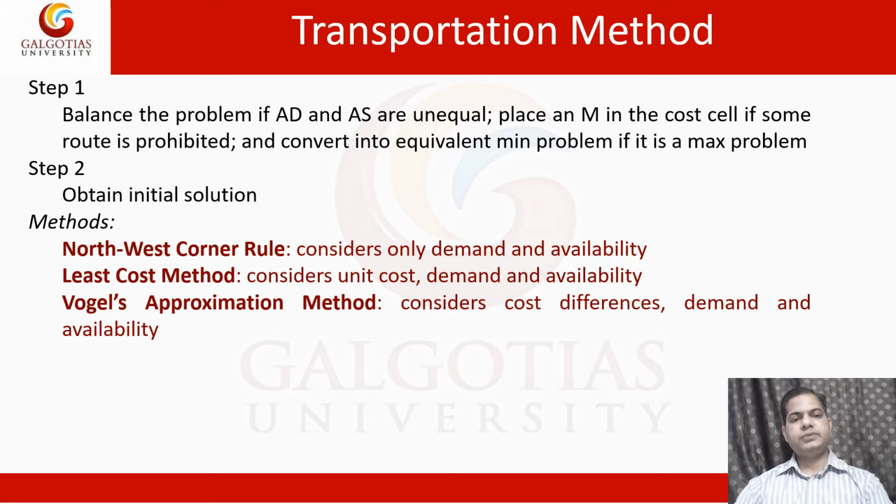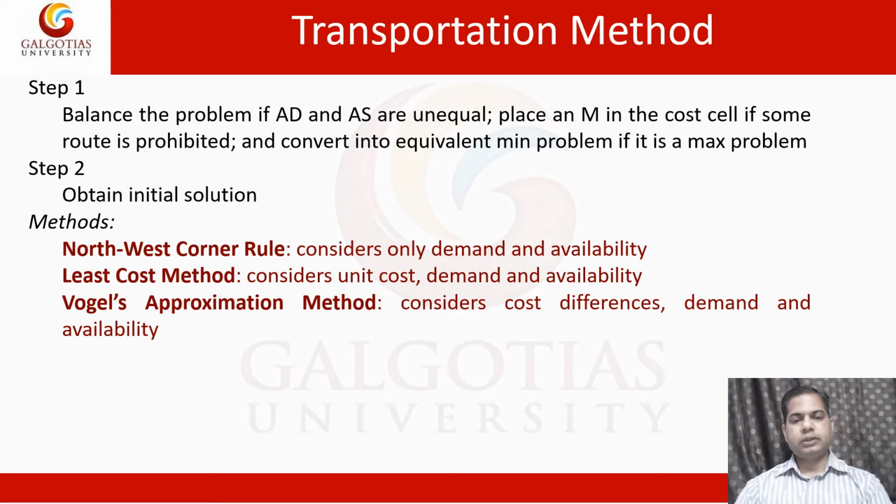Now the methods which we will use to solve the transportation problem. Step one says that if my transportation problem is unbalanced, meaning my total supply and total demand are not the same, then I have to make them equal. I have to make the problem balanced. And how do we make the problem balanced? We use a dummy row or a dummy column to make the problem balanced.